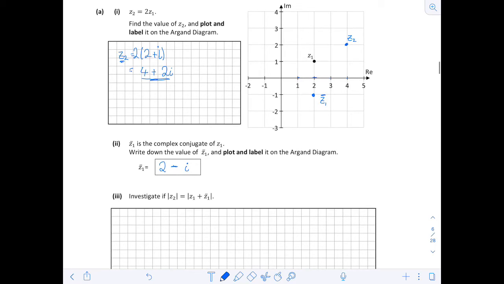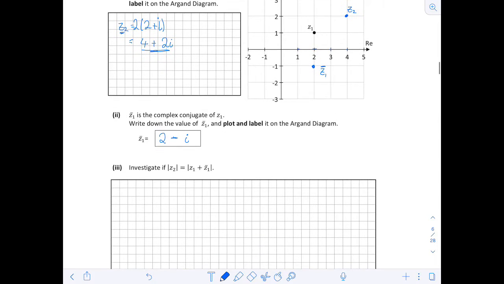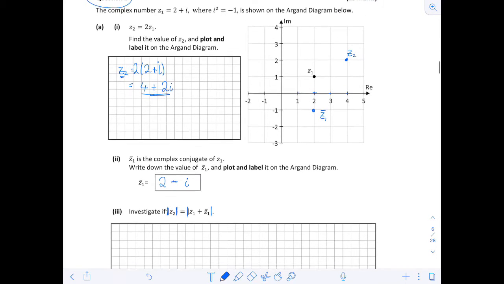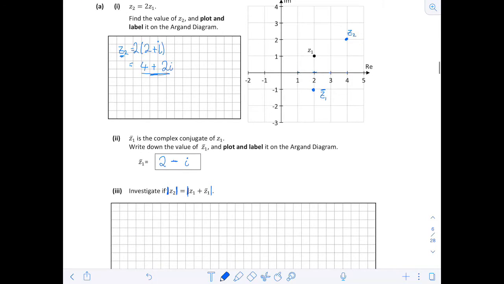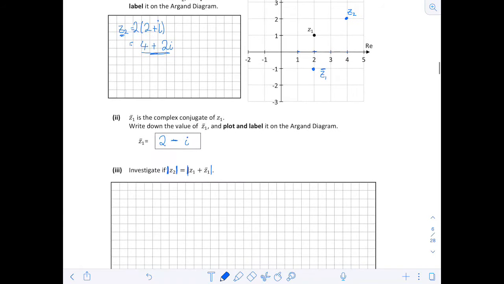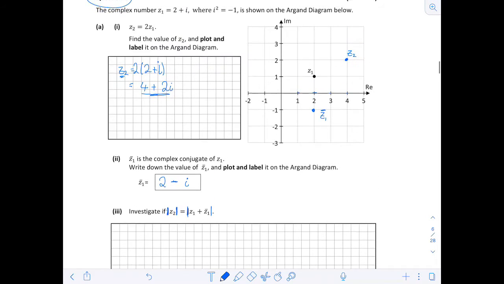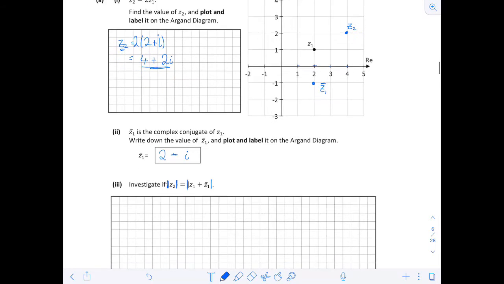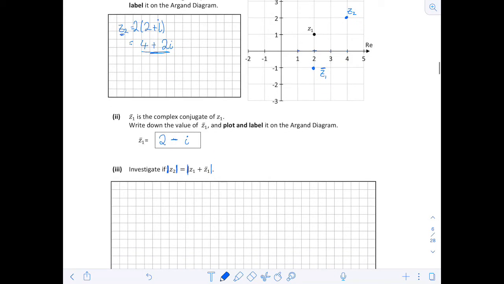Okay, that's z1 conjugate. Investigate if the modulus of z2 is equal to the modulus of this thing here, z1 plus z1 bar. z1 plus the conjugate of z1. Okay, let's see what happens there. I suppose I have to do something first of all. Let's find out the modulus of z2 first of all.